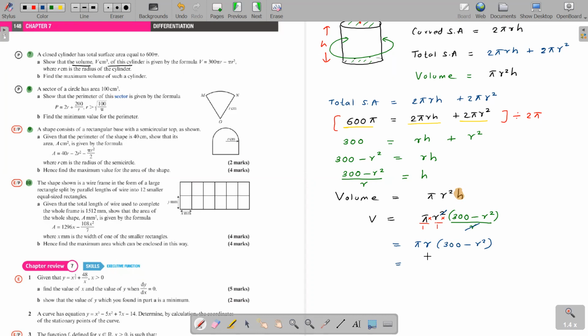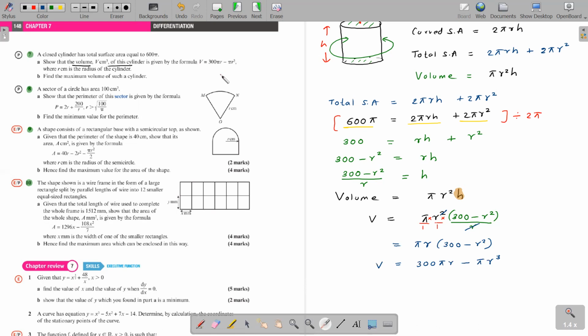Let's try to show that. Pi r into 300 gives me 300 pi r, minus pi r into r square, which is pi r cube. So volume equals 300 pi r minus pi r cube. Okay, so that is the show that. Can you see we got the show that exactly? This is how you get the show that.